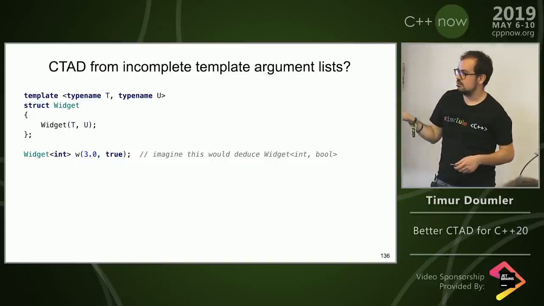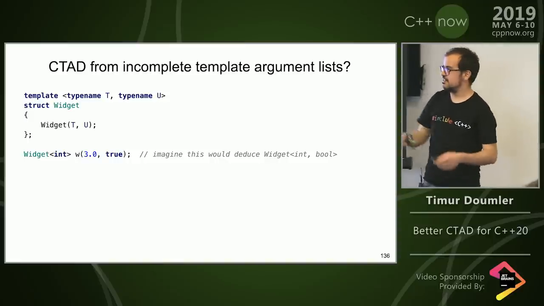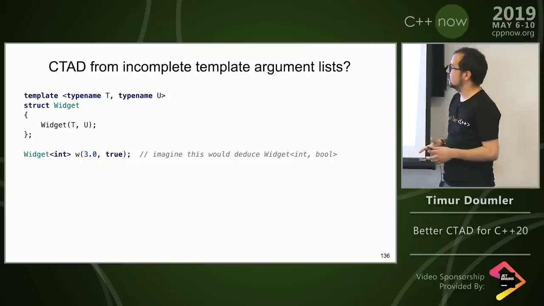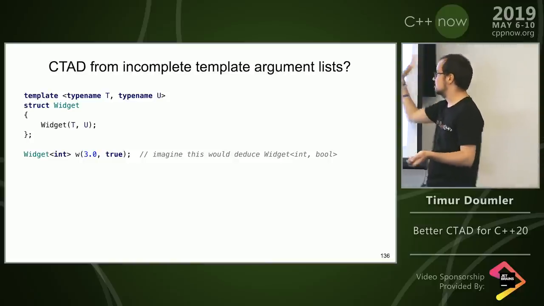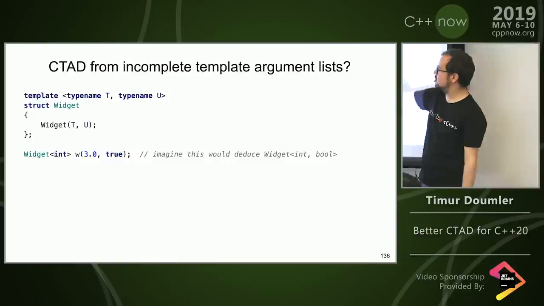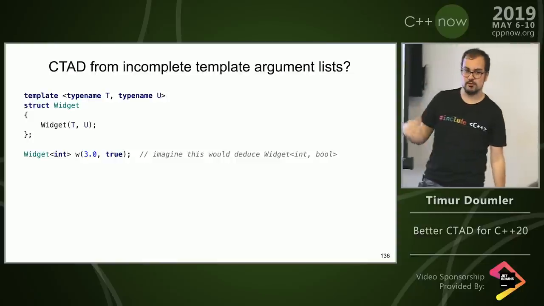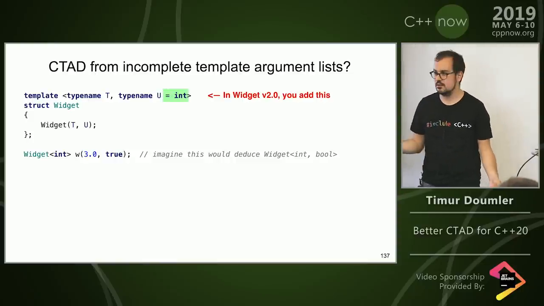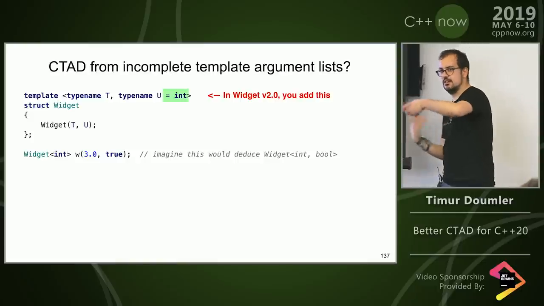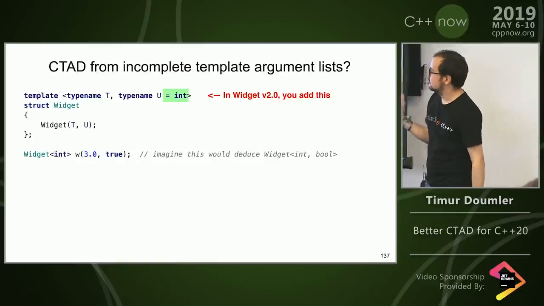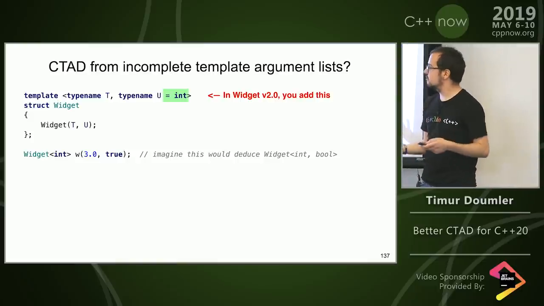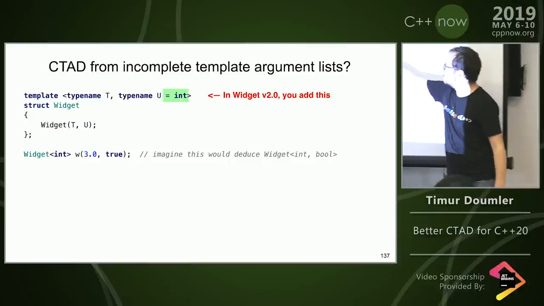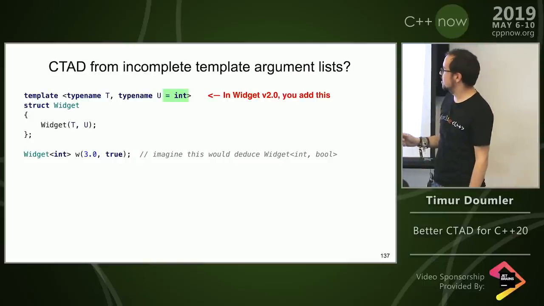What happens now? Let's say you're a library implementer. You ship this. Well, not the standard library, some library. You ship this. And then in version 2 of your library, you add a default template parameter. That's the common thing, right? You just simplify things, have additional simpler ways of using it. And now introducing this in widget version 2.0 becomes a breaking change.